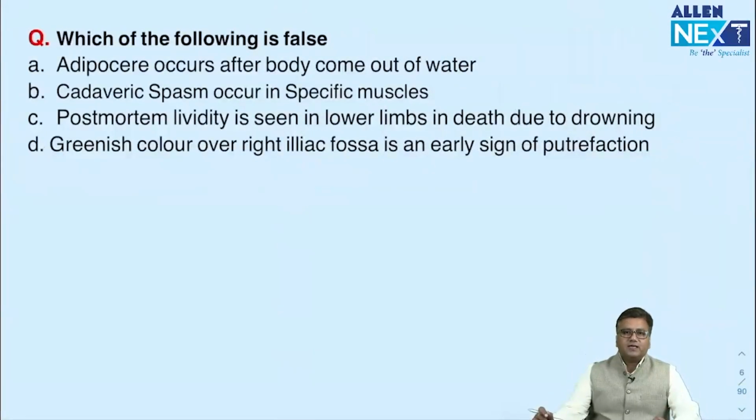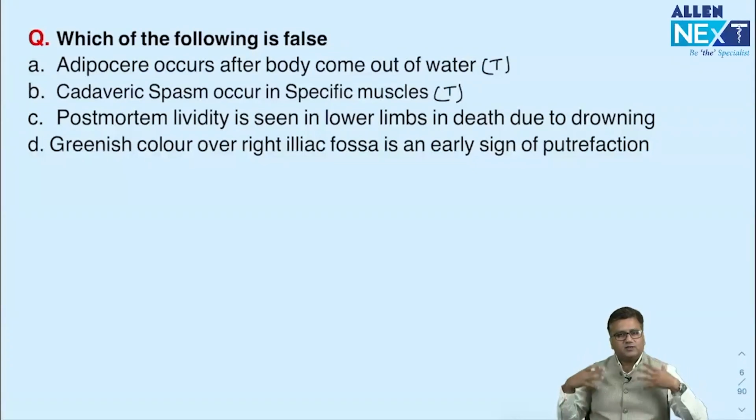Which one of the following is false? So statements are given. Adipocere occurs after body comes out of water, which appears to be a correct or true statement because adipocere generates, as we learn, in high moisture content, right? Cadaveric spasm occurs in specific muscles. This is also a true statement because, contrary to rigor mortis, cadaveric spasm does not involve the generalized muscles of the body. It only involves certain specific muscles of the body. Most commonly, those muscles are muscles of the hand.